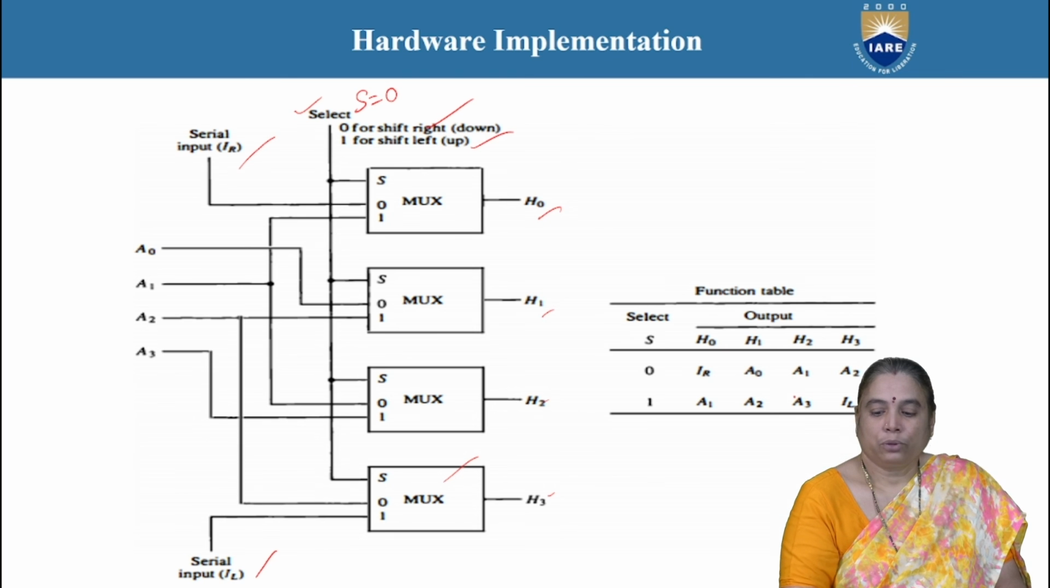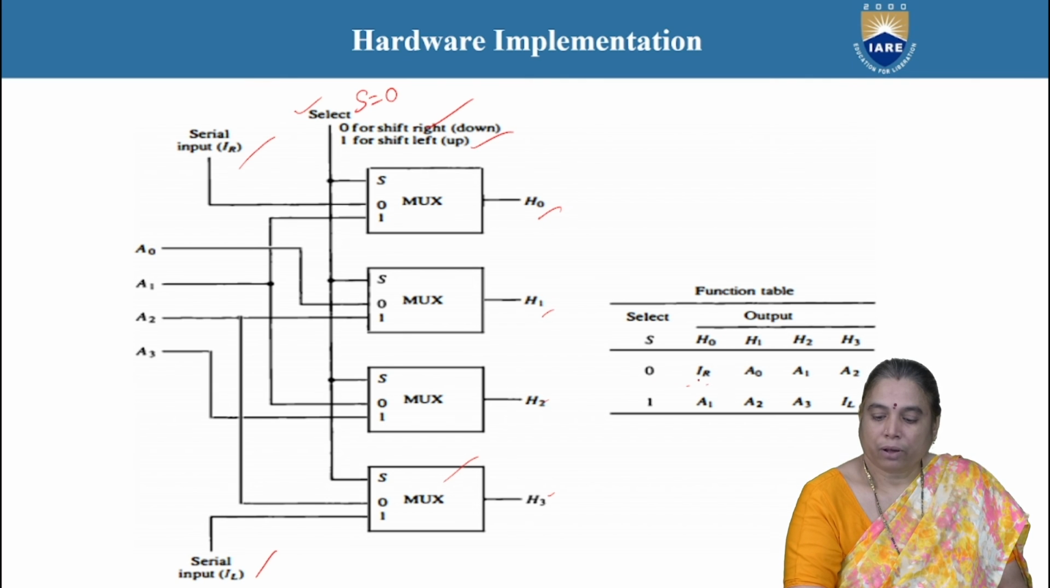This is the truth table of the shift micro operations. When S is equal to 0, the right shift operation, input IR, is performed. When S is equal to 1, the left shift operation, input IL, is performed. So this is the truth table of the shift micro circuit.